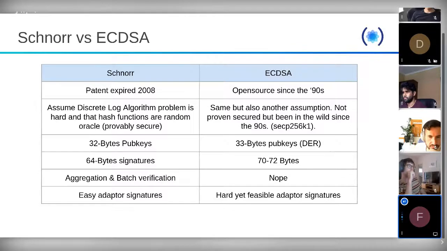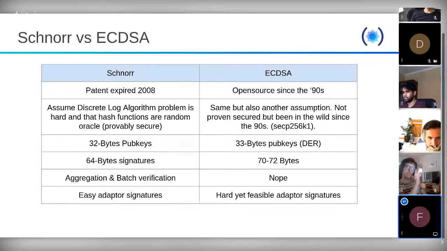ECDSA assumes the same, plus some other assumptions which I don't think have been proven so far. There have always been more papers recently, but I don't think they're proven. So what we mean is that Schnorr is probably secure, whereas ECDSA is not. I think it's quite a pedantic detail, but everyone is talking about it, so let's mention it.